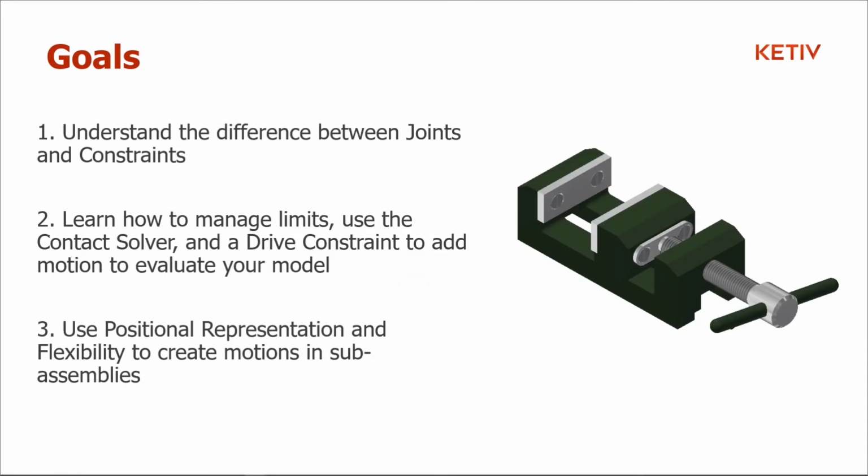So some goals today. First, we'll go over the fundamentals of joints and constraints, because these are the tools, the relationships you use to connect the different components that you have in your assemblies. We'll be going over how to manage limits, the context solver, and drive constraints, as well as the positional representation to create our different representations of those 2D drawing views that I was discussing earlier, as well as using flexibility. That's when you have a sub-assembly inside an assembly, and that's kind of like the solution to get the sub-assembly moving.